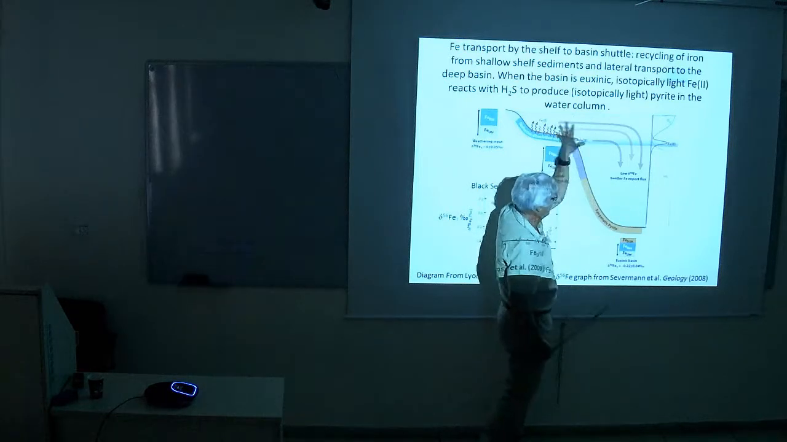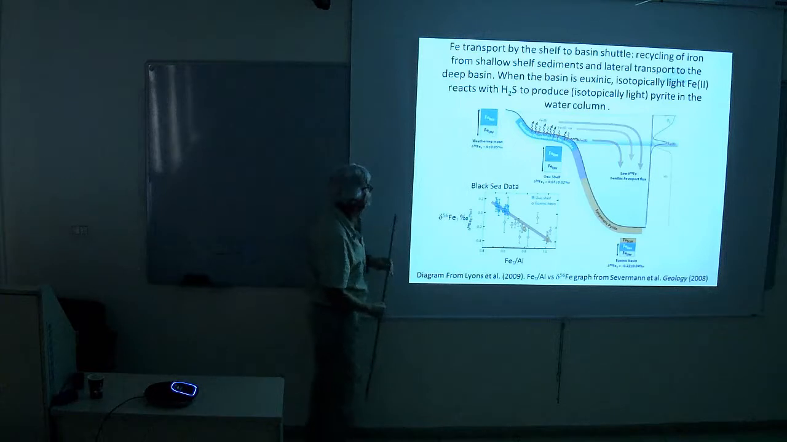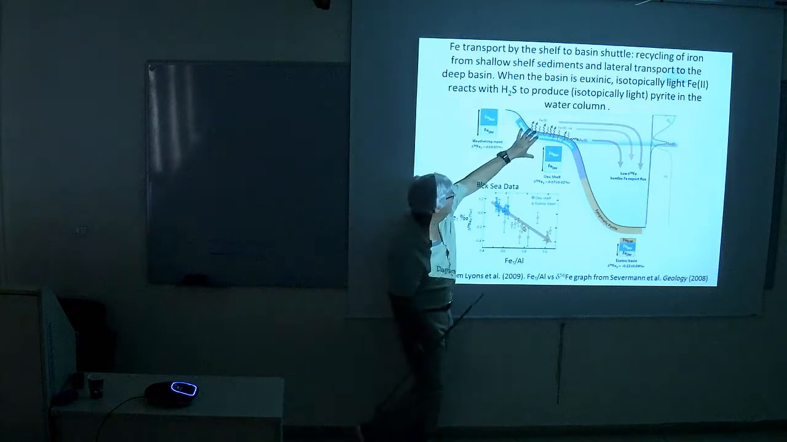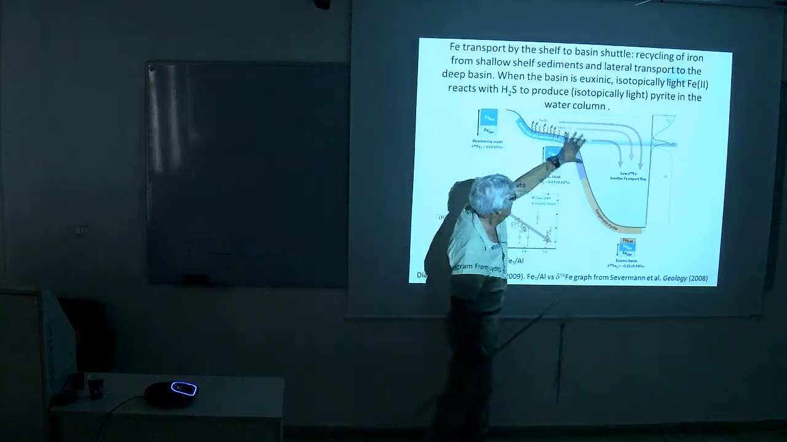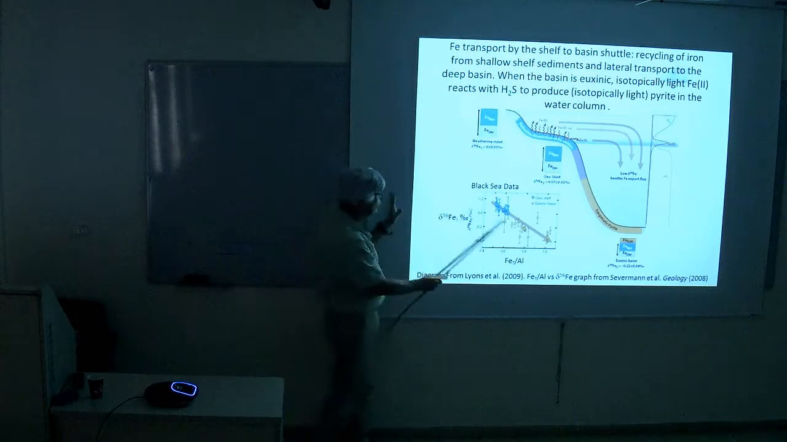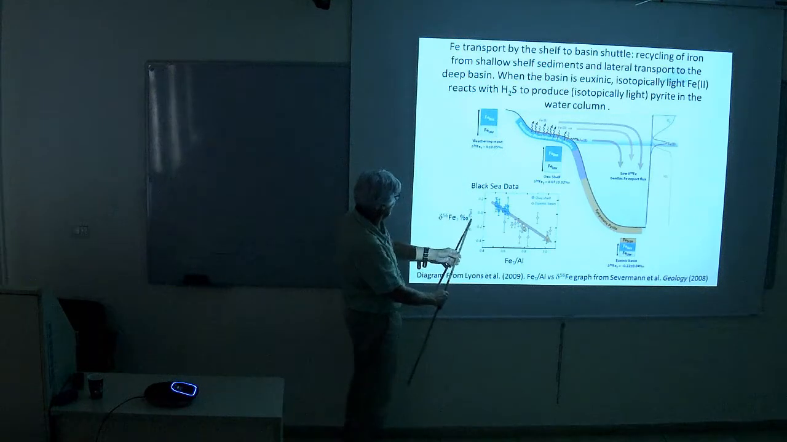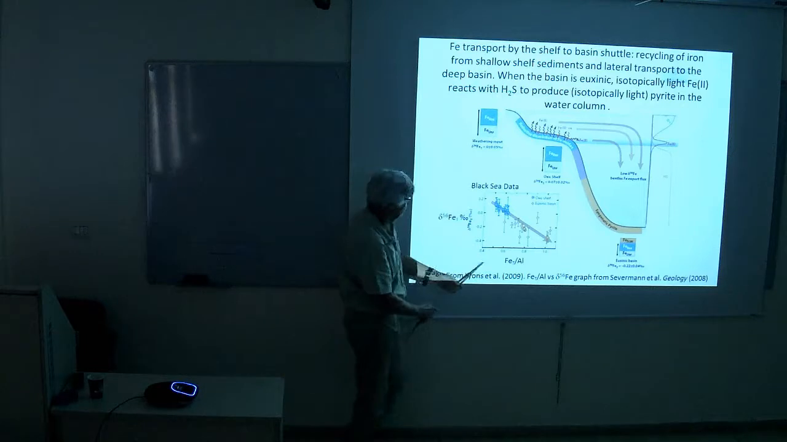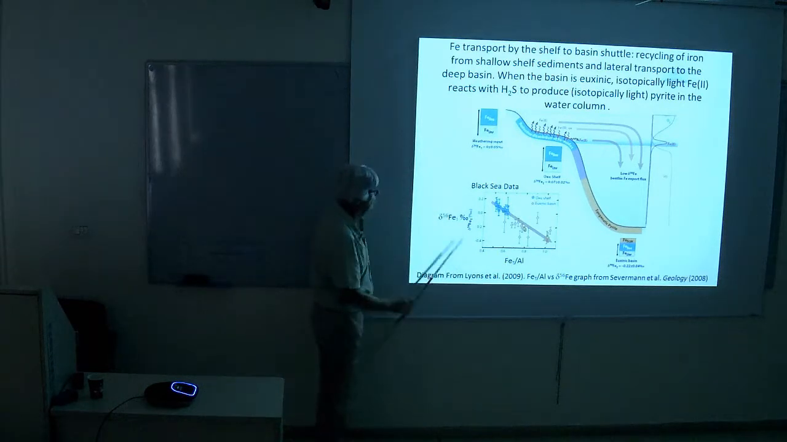Now this is a model. The model was derived in about 1996. But basically, Severmann in 2008 showed that it's true. When you look at the Black Sea on a diagram of delta 56 versus Fe/Al as the monitor, and this is the total on the bulk.